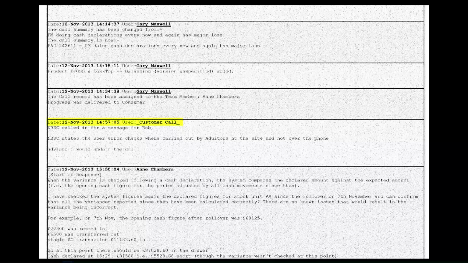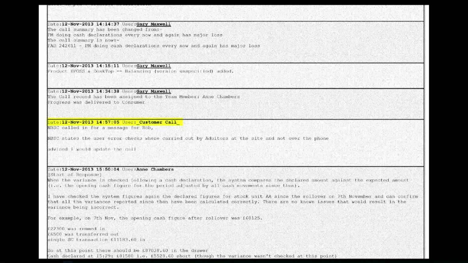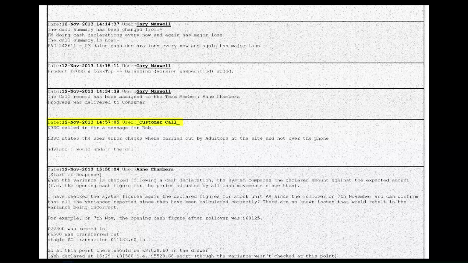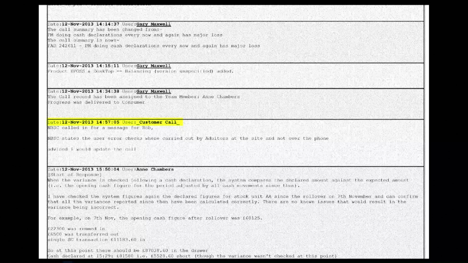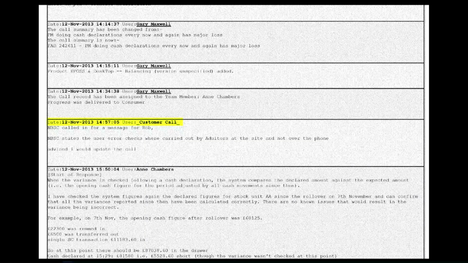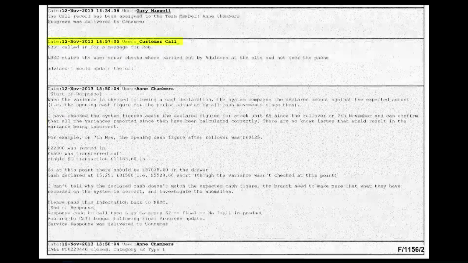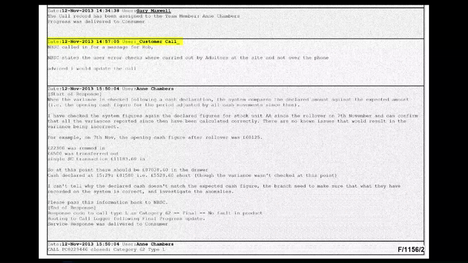NBSC called in for a message for Rob. NBSC states the user error checks were carried out by auditors at the site and not over the phone. Advised I would update the call. And I'd ask you to remember that message too. And then we come to your entry same day at 1550:04.